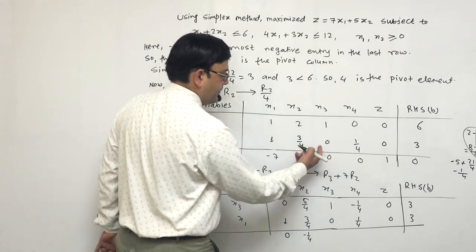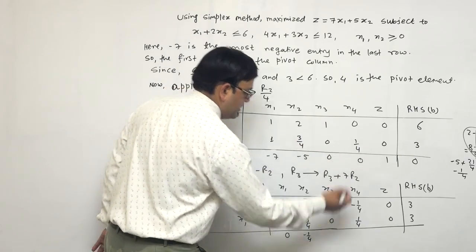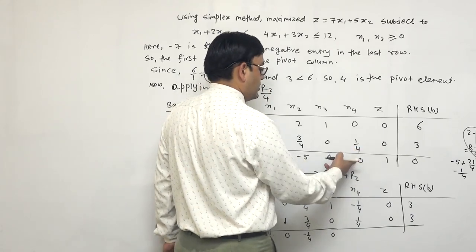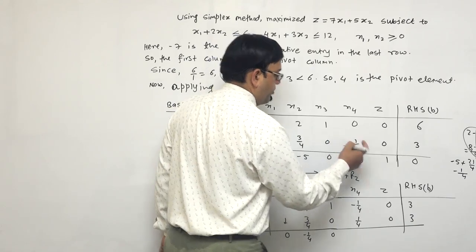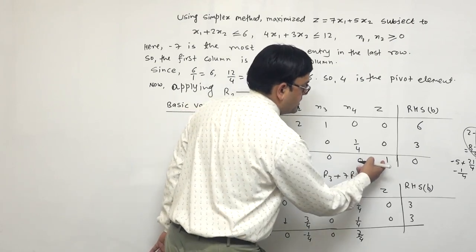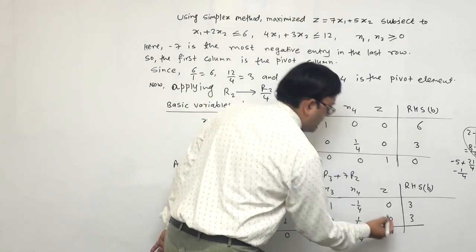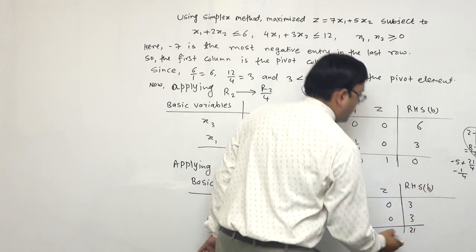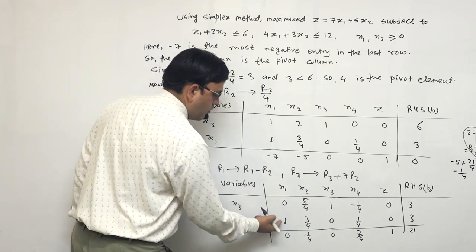Similarly, the next one is this plus 7 times of this is also 0 because 0 is here, and then this time this plus 7 times 1 by 4 is 7 by 4. Again this plus 7 times of this is 0 times 7 is 0, so here is 1. So this plus 7 times this is 21. 7 times 3 is 21. Students, now we look it. This is 0, 1 and 0.